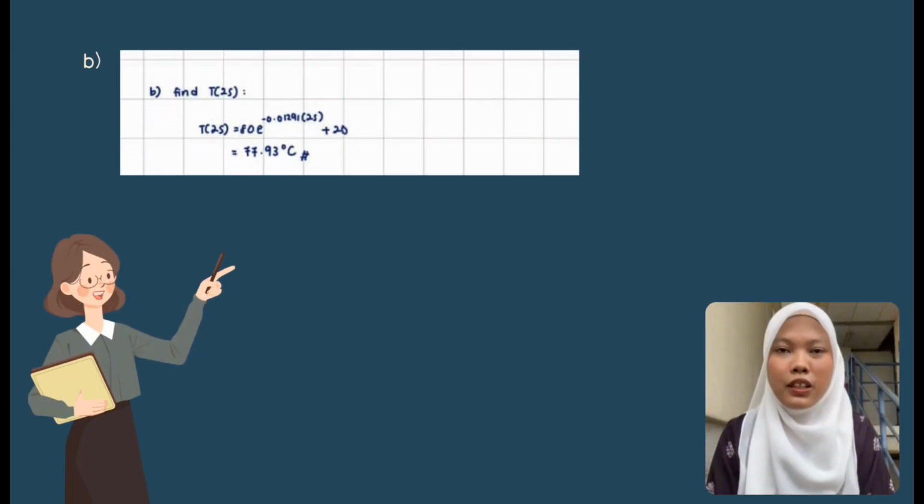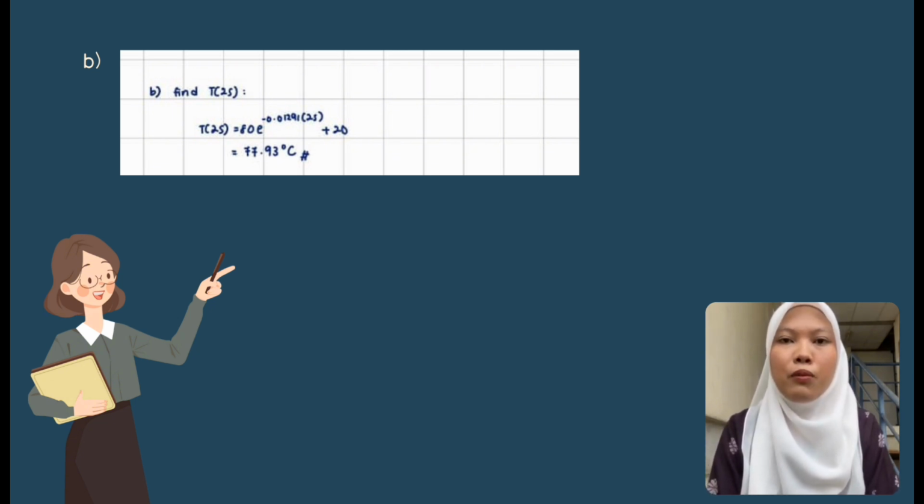For the next question, what is the temperature at 25 minutes? To do this, we can just substitute the value of t, which is 25, into the equation we have from question 1. So, T(25) equal to 80 e to the power of negative 0.01291 times 25, plus 20. We will get 77.93 Celsius as the answer.